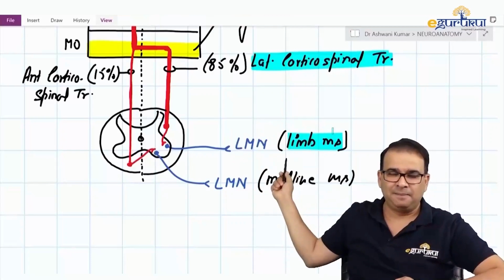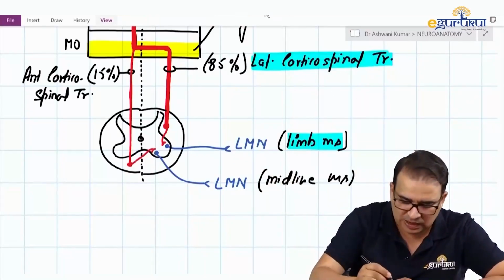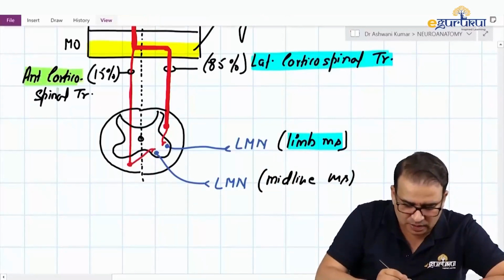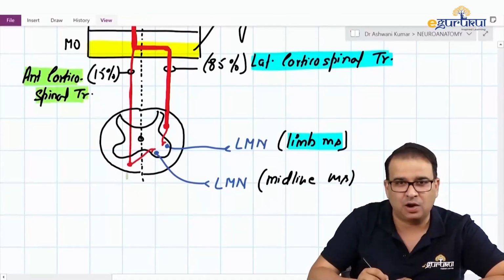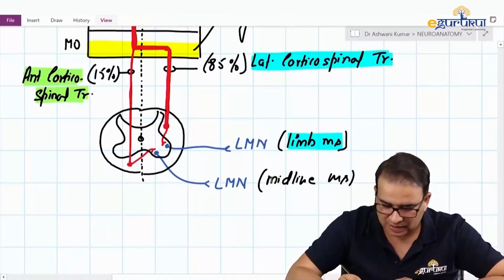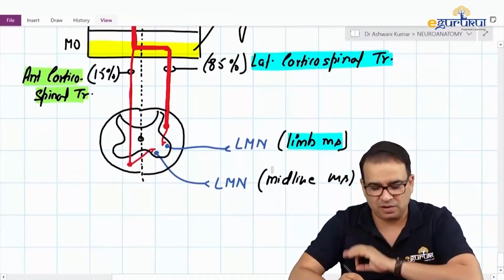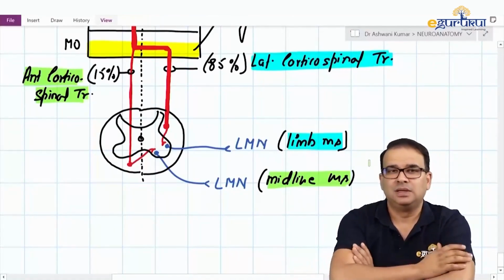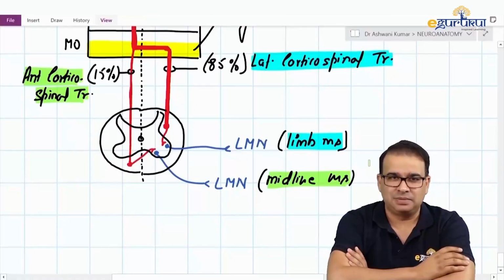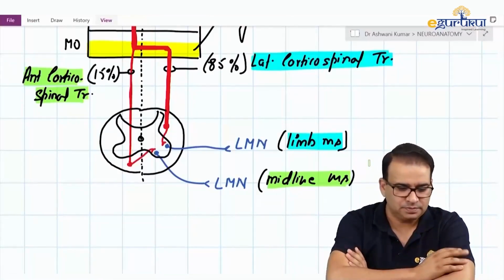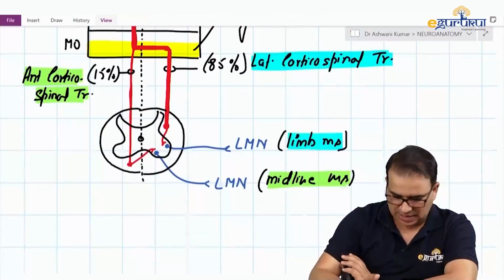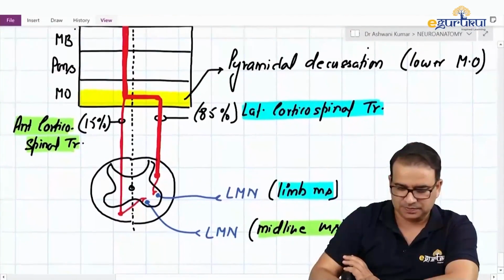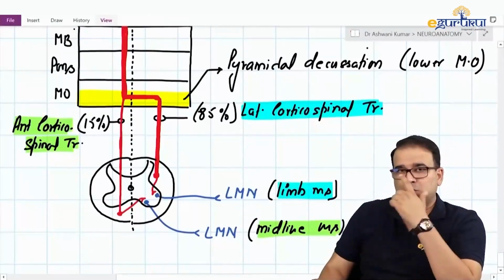Anterior corticospinal tract, on the other hand, decussates at the level of the spinal cord, coming to the opposite side, going to the medial nucleus of the ventral horn, and that's why it supplies the midline muscle or axial musculature. So that's the whole point, guys.